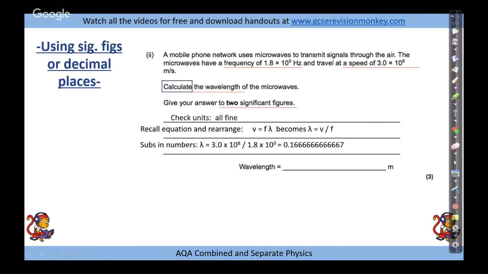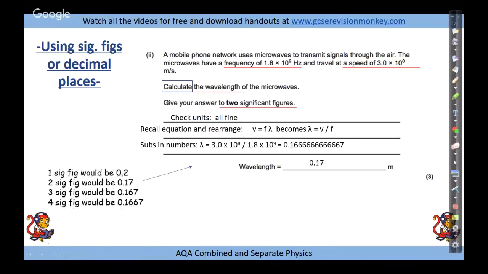Substitute in our numbers, so write it out again, but this time putting our numbers into the right place. So lambda equals our 3.0 times 10 to the 8 divided by our 1.8 times 10 to the 9, and the calculator should come out with a number like that. And then this is really important why we underline these parts of the question, because they're easy marks for turning it into the right number of sig fig. So we want two significant figures for this.